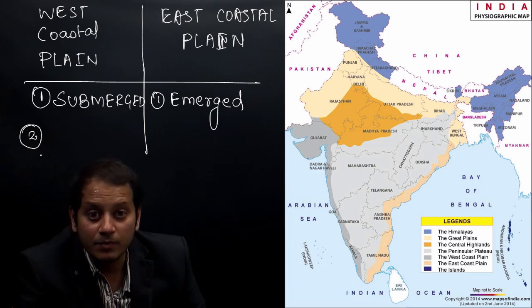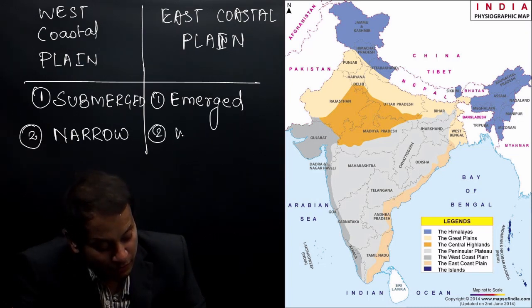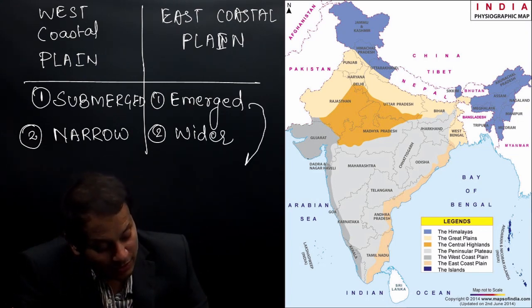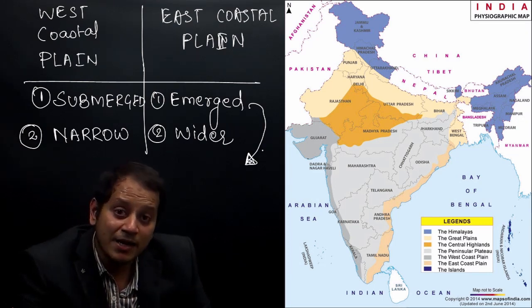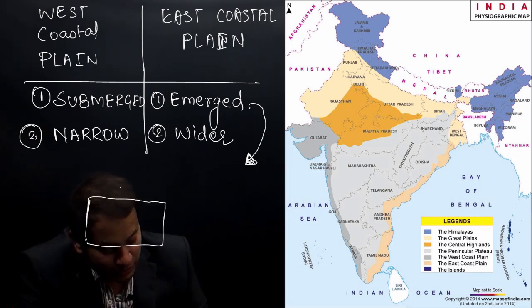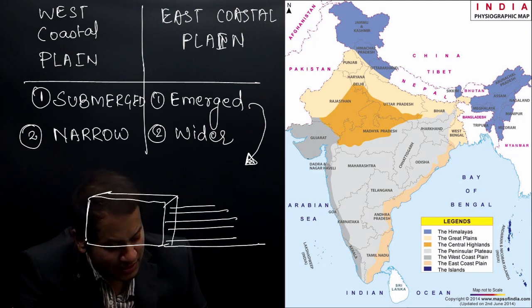Second, which is narrow and which is wider? The west coastal plain is comparatively narrow, while the east coastal plain is comparatively wider. Now, because it is an emerged coastline, what do you find in an emerged coastline? Suppose this is a land through which a river is flowing. I am trying to draw a three-dimensional figure. This is a water level here in this land, and below there is a crust. River is flowing on this land.